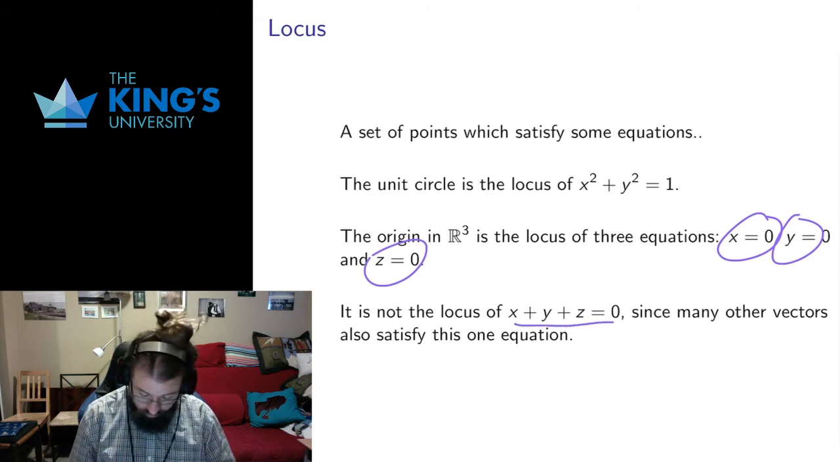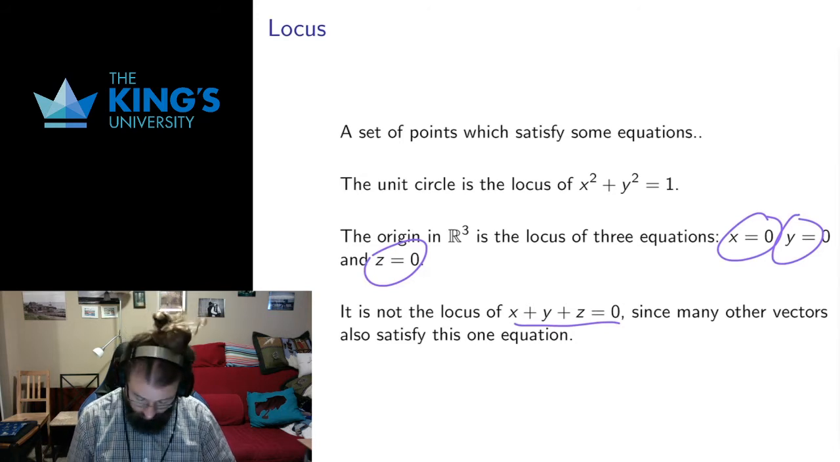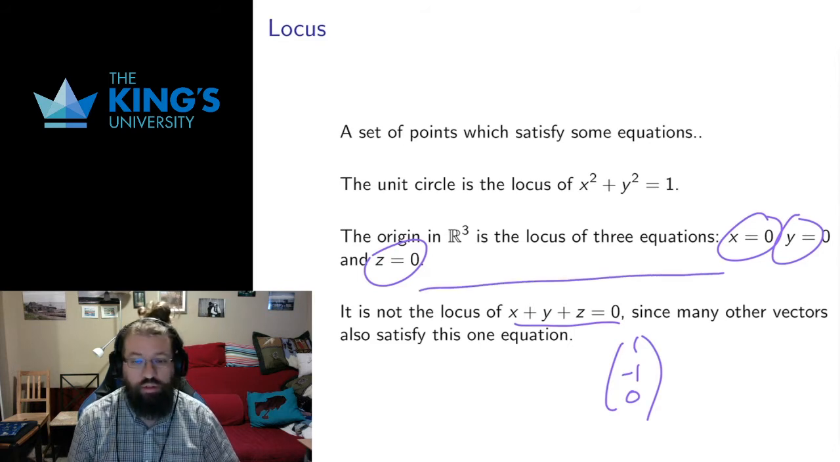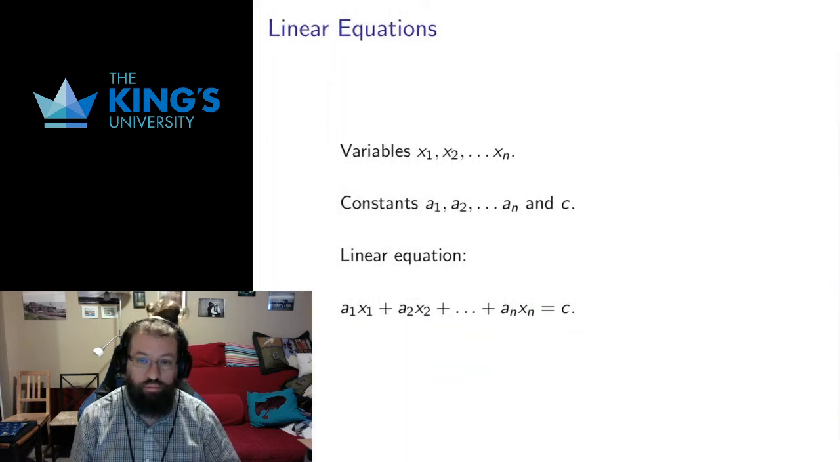The origin satisfies this equation, x plus y plus z equals 0, because 0 plus 0 plus 0 is in fact 0, but the origin is not the locus of this equation, since many other vectors satisfy this equation. The vector 1, negative 1, 0 also satisfies this equation. So I need all three equations to specify particularly just the origin. The number of equations affects the nature of what points are actually in the locus.